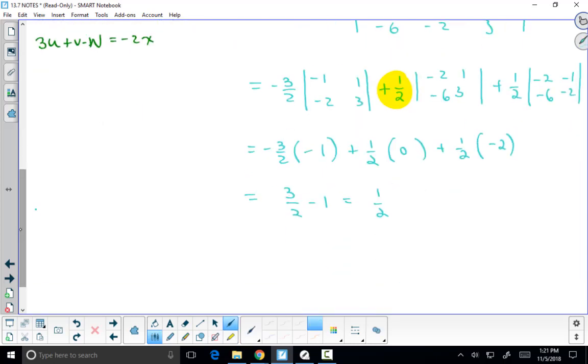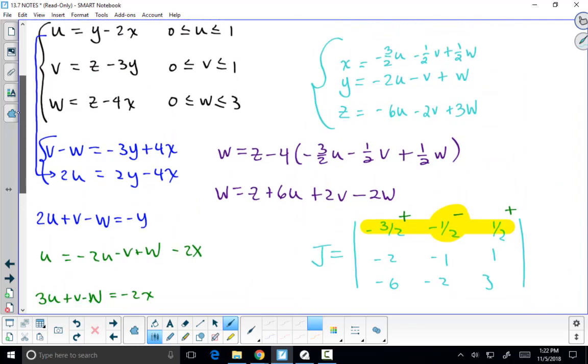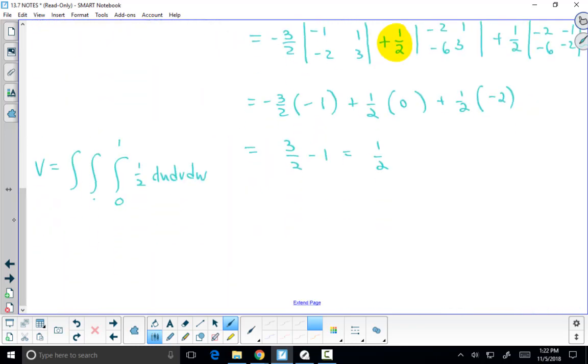So our volume is the triple integral of 1/2 times du dv dw. And those are all constant limits of integration now. You go from 0 to 1, 0 to 1, 0 to 3. And we're done. We get 3/2. So that's our volume.